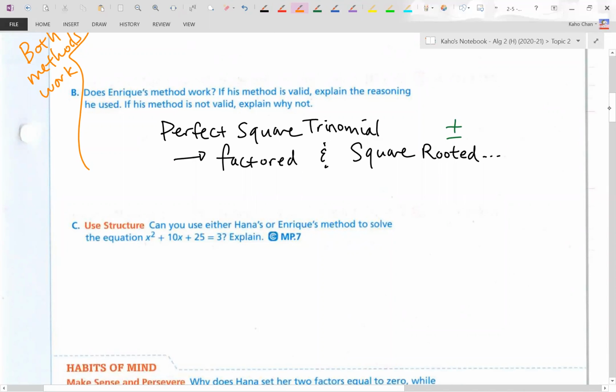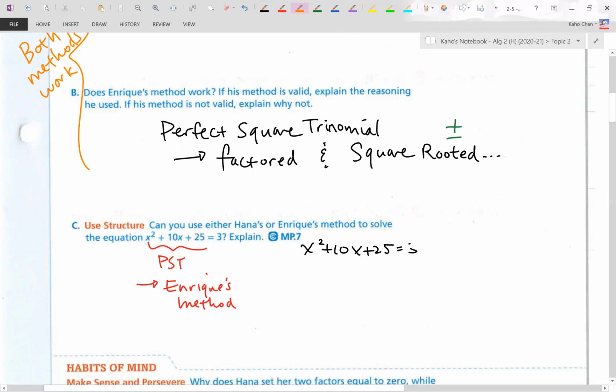Can you use either Hannah's or Enrique's method to solve this equation? X squared plus 10x plus 25 equals 3. Well, I'm looking at the x squared plus 10x plus 25. I recognize it as a perfect square trinomial already. So that means I can use Enrique's method. Would Hannah's method work? Hannah would have done by moving the 3 to the other side. Let's try Hannah's method.